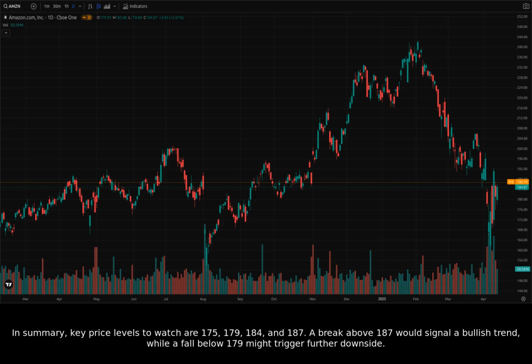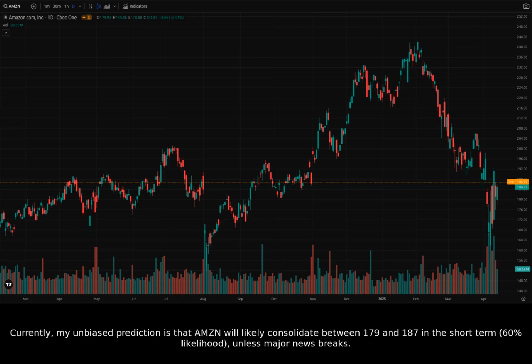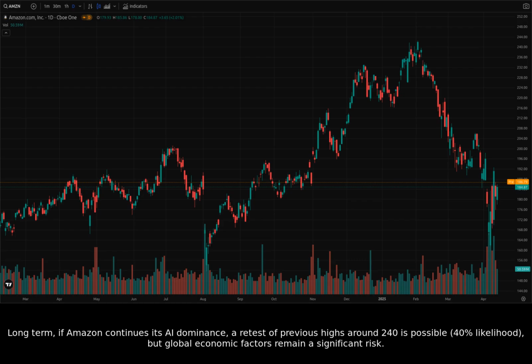further downside. Currently, my unbiased prediction is that Amazon will likely consolidate between 179 and 187 in the short term, 60% likelihood, unless major news breaks. Long term, if Amazon continues its AI dominance, a retest of previous highs around 240 is possible, 40% likelihood, but global economic factors remain a significant risk.